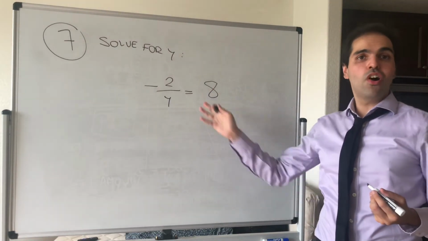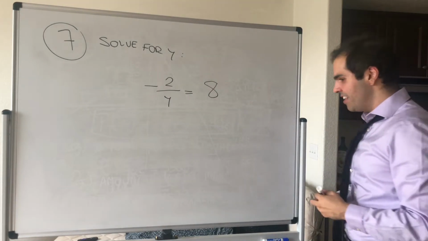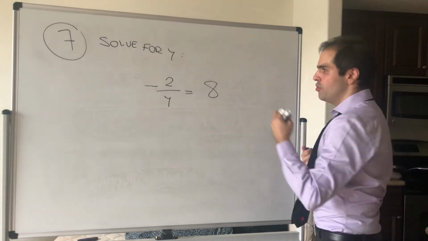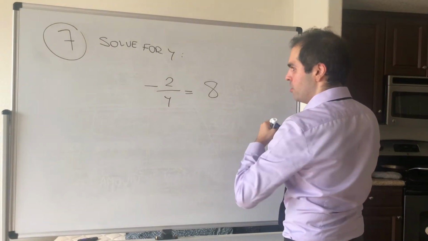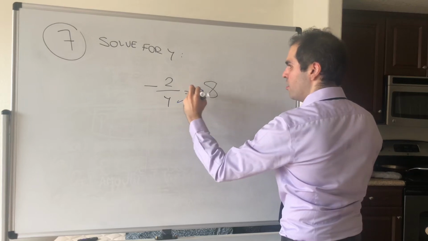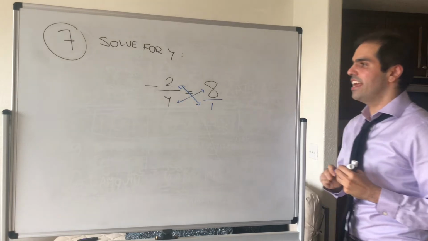Okay, here let's solve for y in the equation minus 2 over y equals 8. So hopefully this is not too bad, because one thing you can do is simply cross multiply. So cross multiply this and this, because technically 8 is 8 over 1.